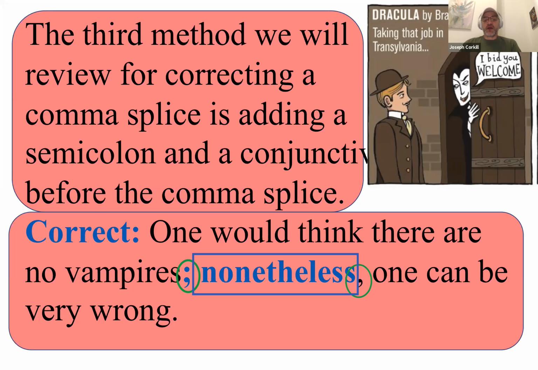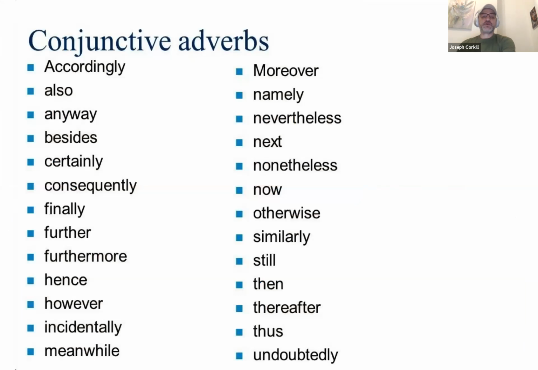We're going to change the sentences into something like this. One would think there are no vampires. We're going to add semicolons. We're going to add conjunctive adverbs. We're going to keep the comma. One would think there are no vampires, semicolon, nonetheless, comma, one can be very wrong. There are many conjunctive adverbs that we can use here in the box with the blue space: accordingly, anyway, nevertheless, nonetheless, consequently, and you will have access to those on the assignment.